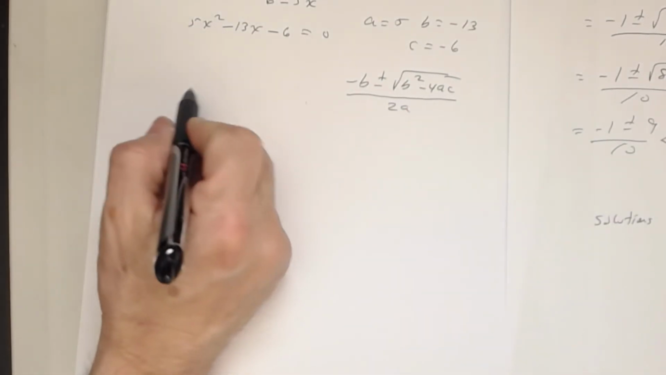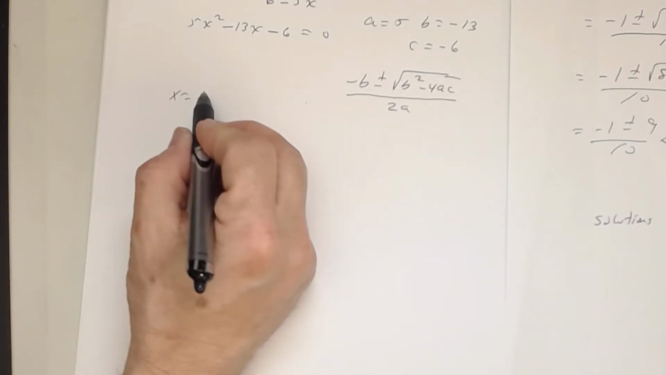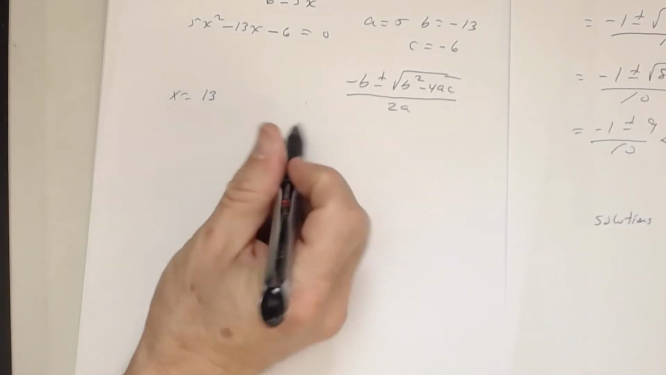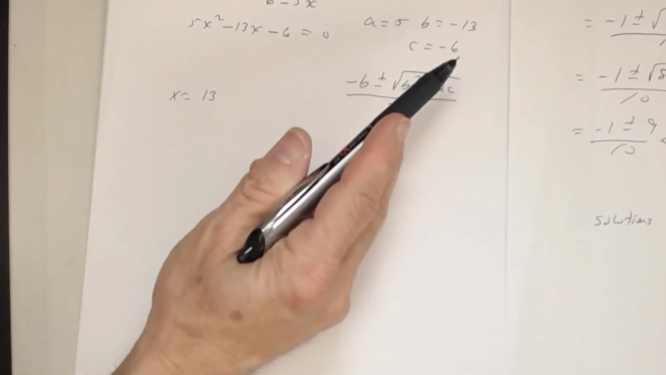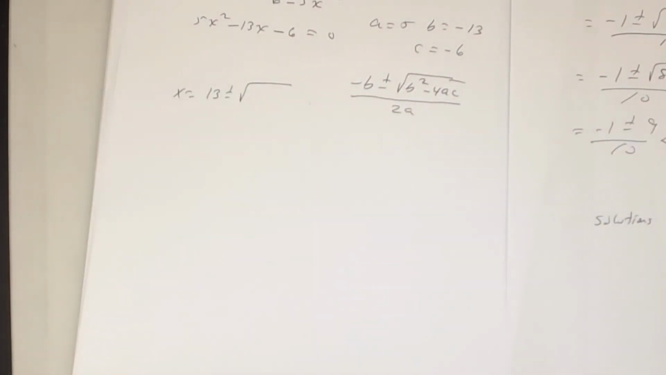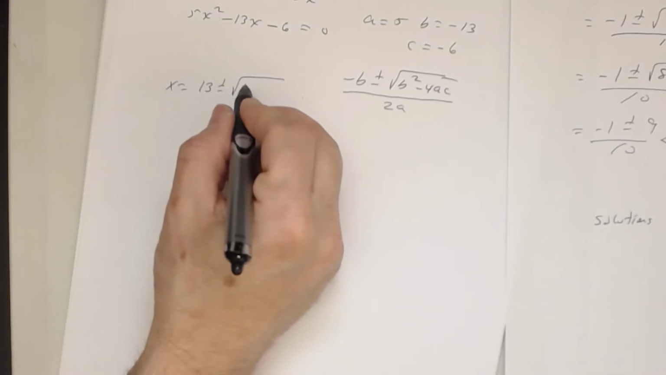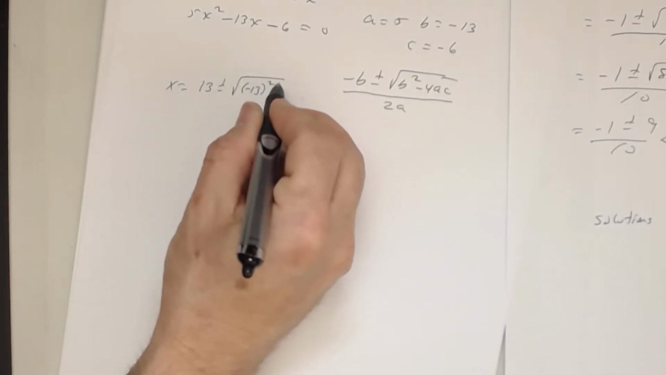All right, the variable is x, I'm going to say x equals. What's the opposite of b? 13, positive 13. b is negative 13, the opposite of that is a positive 13. Plus or minus the square root of, now remember that the radicand is where you put those parentheses. So I'm squaring b. What's b? In parentheses, I'm going to square it.